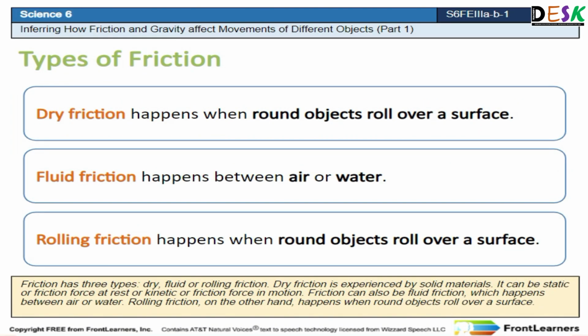Friction has three types: dry, fluid, or rolling friction. Dry friction is experienced by solid materials. It can be static, or friction force at rest, or kinetic, or friction force in motion. Friction can also be fluid friction, which happens between air or water. Rolling friction, on the other hand, happens when round objects roll over a surface.